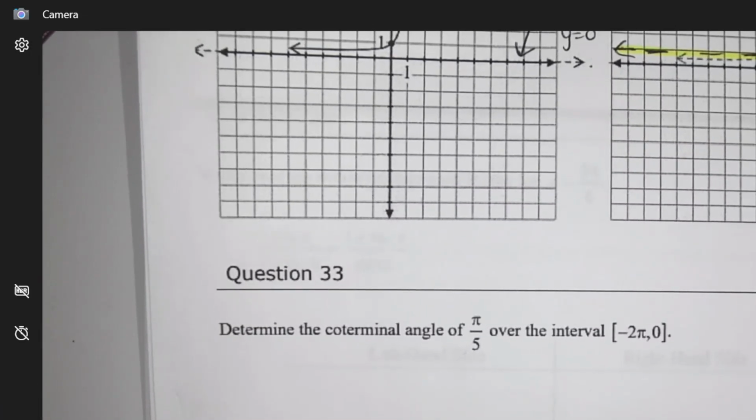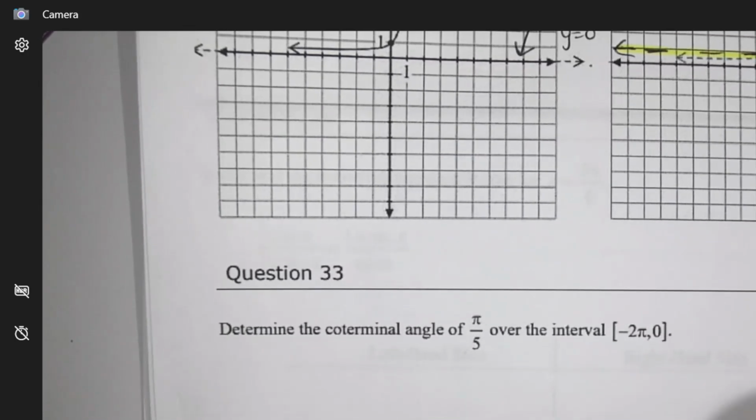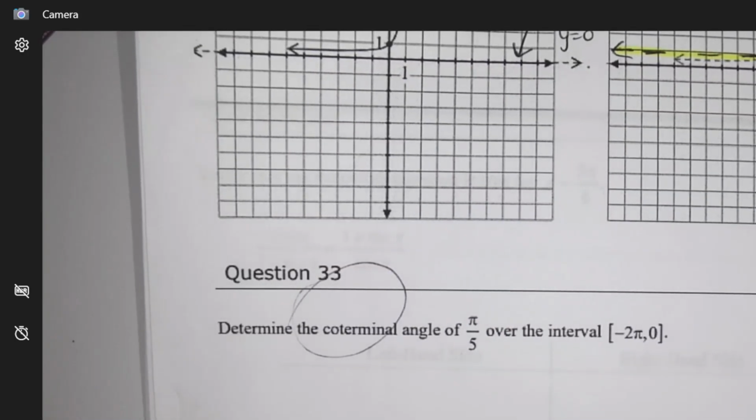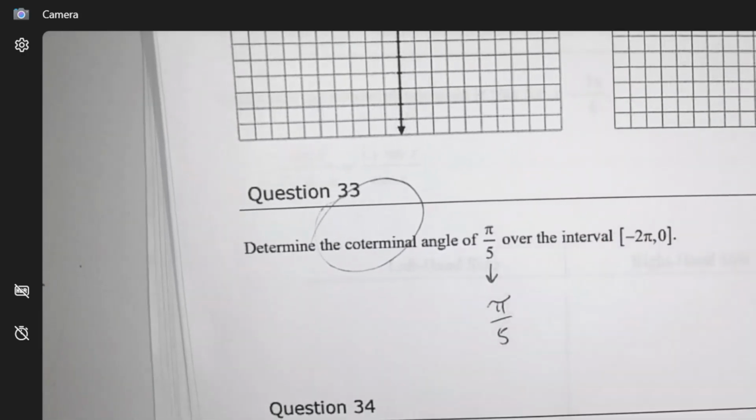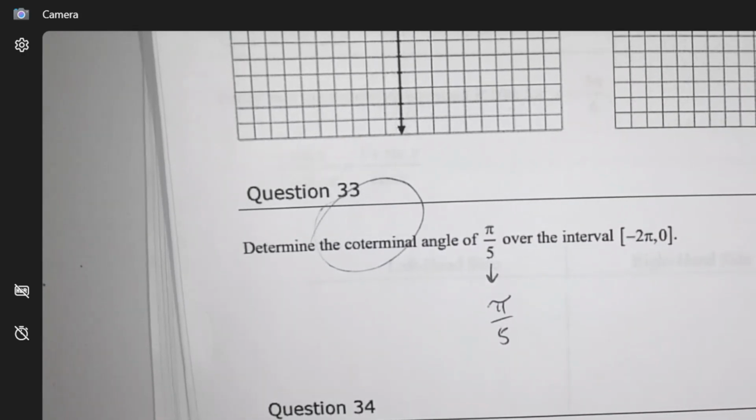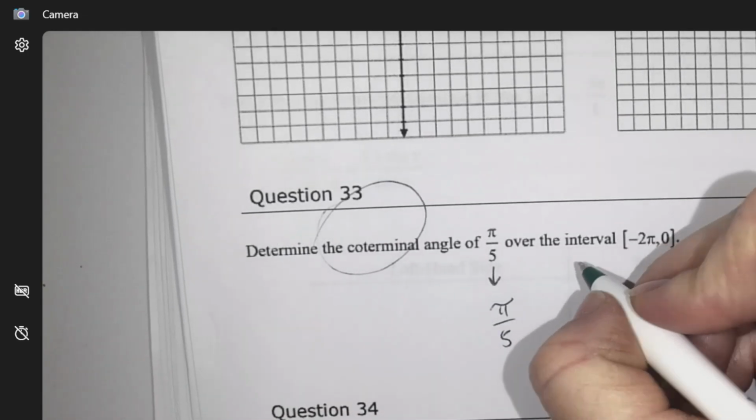All right, determine the coterminal angle. Do you guys remember what coterminal means? Landing in the same position as another angle, right? Okay, so this is my angle. How do you move a revolution forward on a circle to land in the same rotation? It's a 360, but this is in radians, so it's a 2 pi.